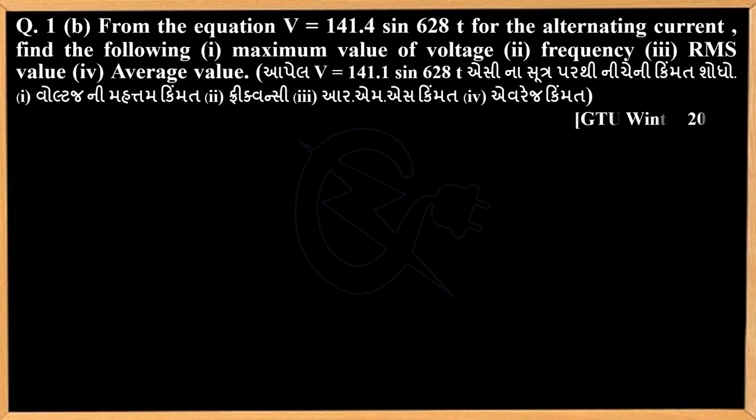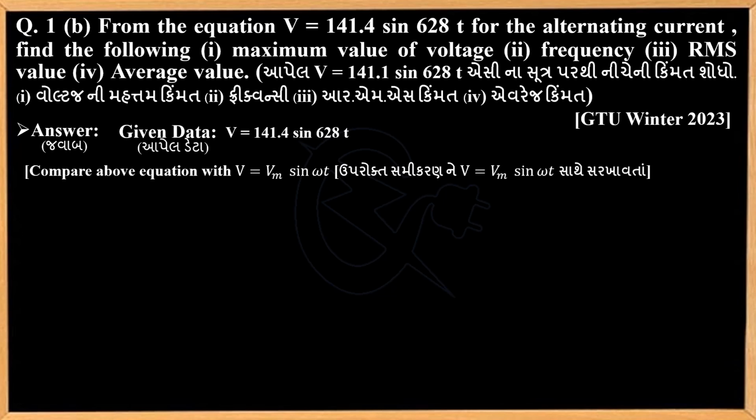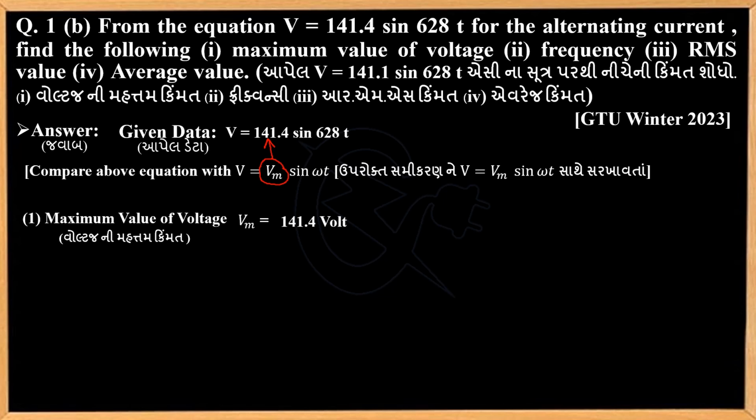So from the question, we can find the data. In data, voltage equation is given. That equation is V is equal to 141.4 sine 628t. Now, if we compare this equation with V is equal to Vm sin omega t, then we can directly find the maximum value of voltage. Maximum value of voltage is given by 141.4 volt. So this is our first answer.